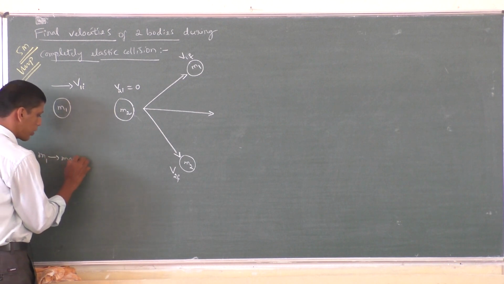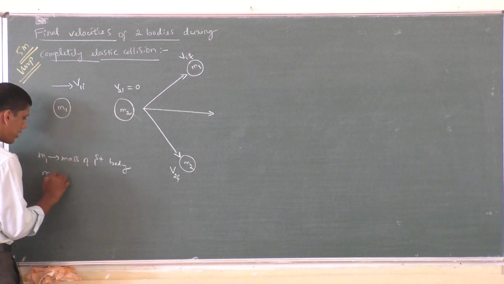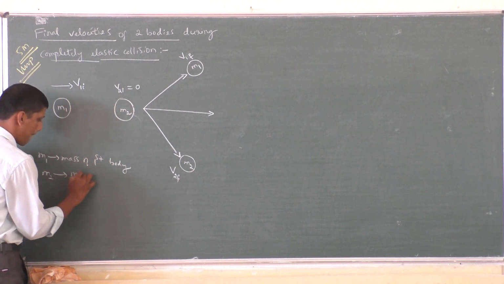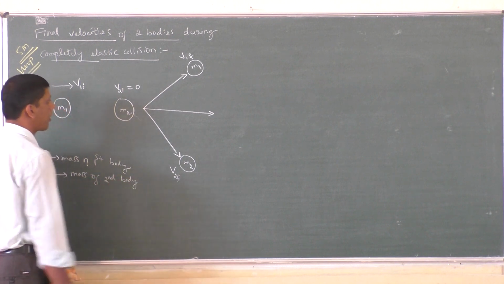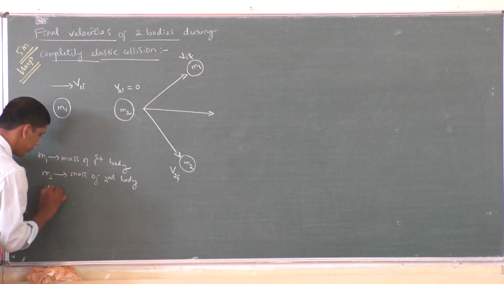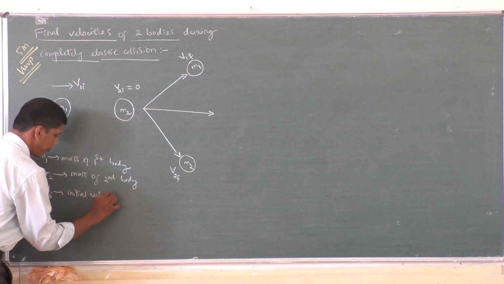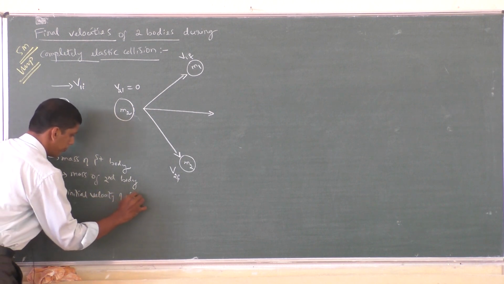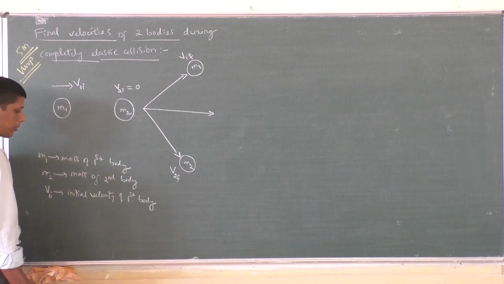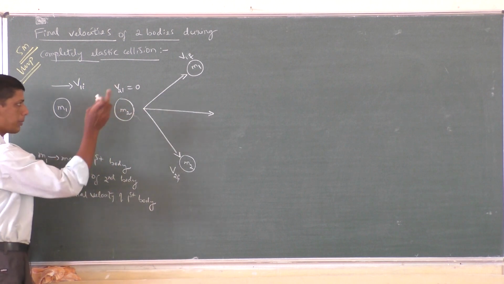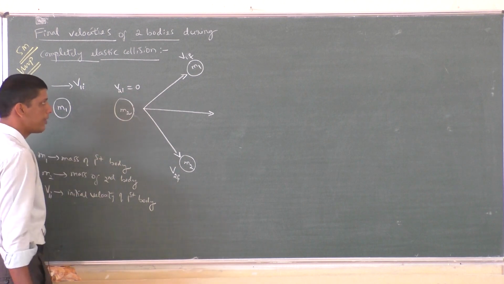So we have to explain all the terms now. m1 is the mass of the first body, m2 is the mass of the second body. What is v1i here? v1i is the initial velocity of the first body, and the second body is at rest, so therefore v2i will be equal to 0. So v2i is nothing but the initial velocity of the second body. Since this body is at rest, its velocity will be 0.